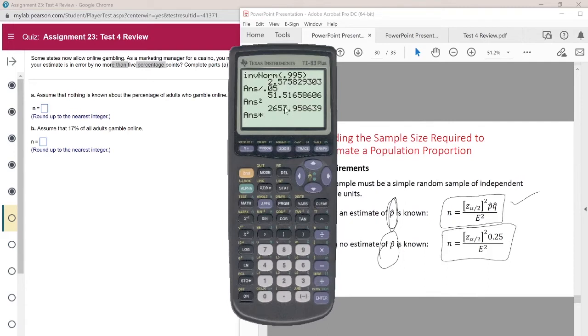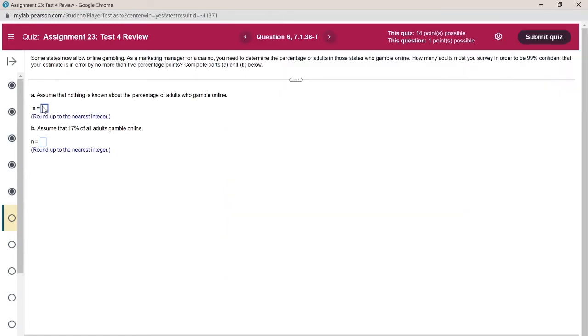Remember, this is the very same number I'm going to use when the population proportion is known. So I am going to use 2653.95 one more time, but now I'm going to multiply this by 0.25, and then it gives me this number. I'm going to round it up to the next number, which is 664. It's 664.